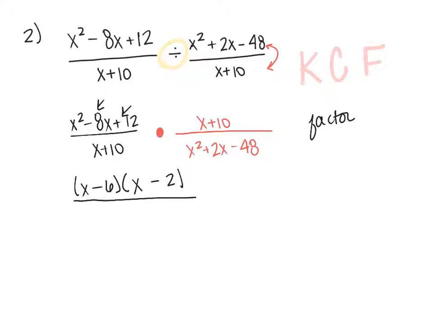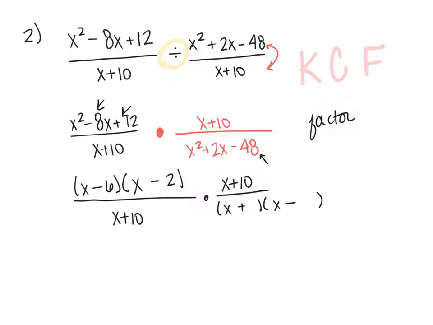Now on the bottom, x plus 10, that doesn't factor. I can't take anything out. Okay, on my other side, I've got x plus 10, which again doesn't factor. And on the bottom, I'm looking for two numbers that will multiply to negative 48. So that tells me they're going to be opposite signs. And they will subtract, because they're opposite signs, or it's the same thing as adding a negative, to 2. My two numbers are 6 and 8.